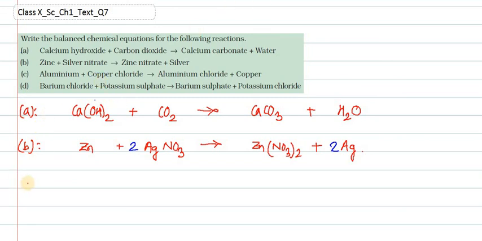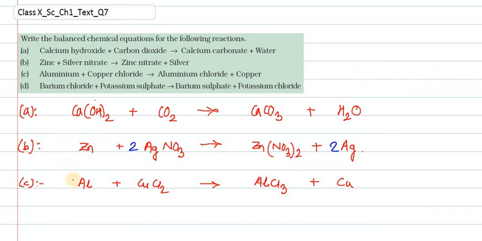Now let's move on to the third part. It says aluminium plus copper chloride forms aluminium chloride and copper. So aluminium is Al, plus copper chloride. The formula for copper chloride is CuCl2. It forms aluminium chloride. The formula for aluminium chloride is AlCl3, plus copper. Formula for copper is Cu.